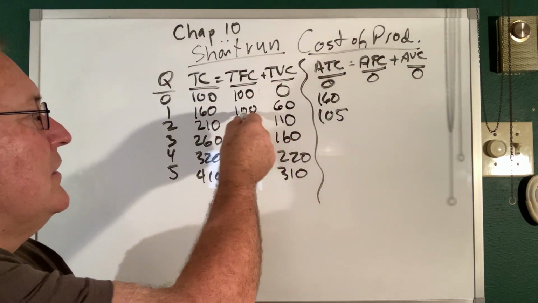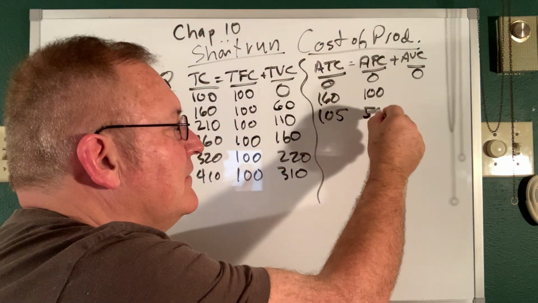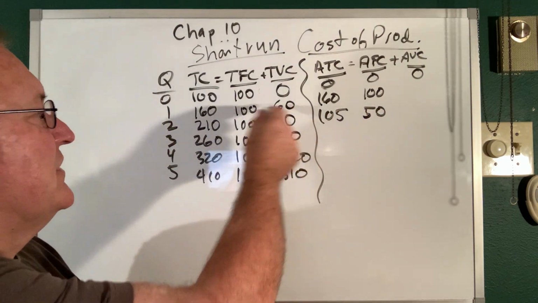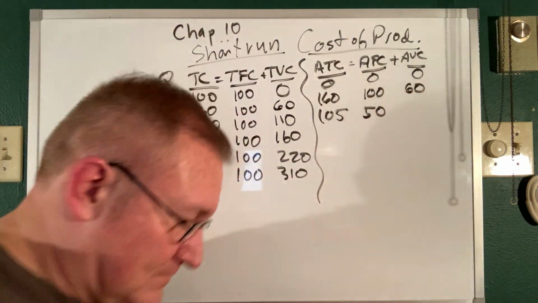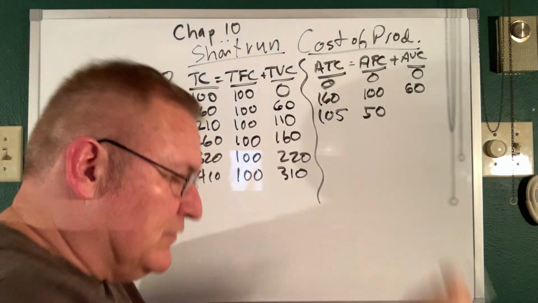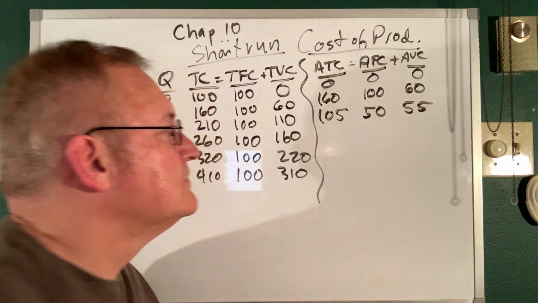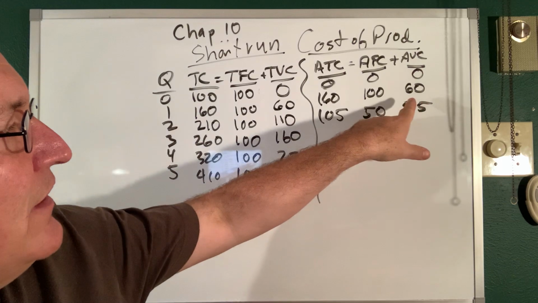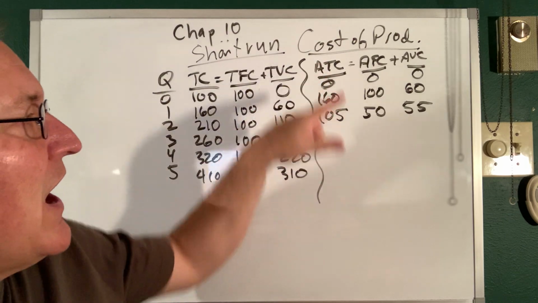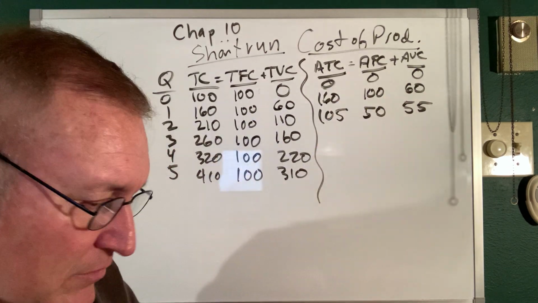So fixed cost, 100 divided by 1 is going to be 100. 100 divided by 2 is going to be 50. Right? You see how that goes. And then variable cost, the same thing. So 60 divided by 1 is 60. And then you can see 110 divided by 2 is 55. Okay? And you can also see the same thing here, right? So 60 plus 100 is 160, 55 plus 50. So your average total cost is just the sum of the average fixed cost and the average variable cost.